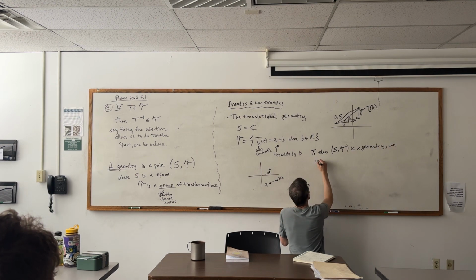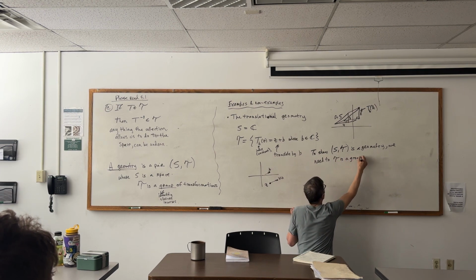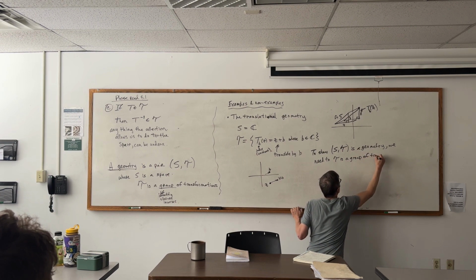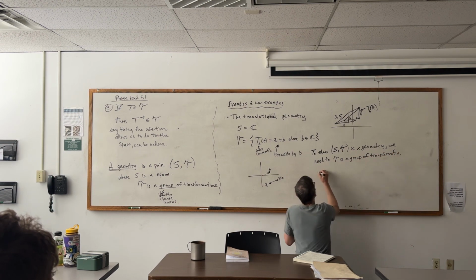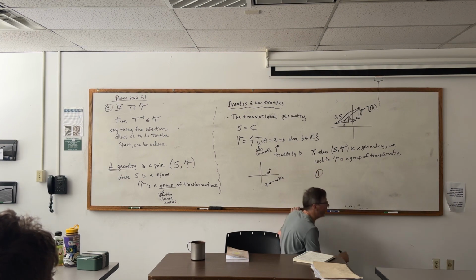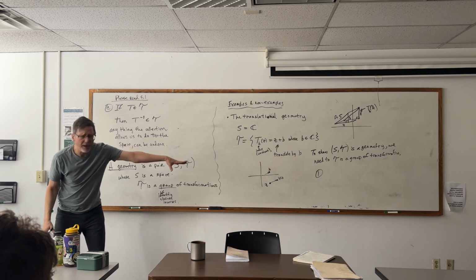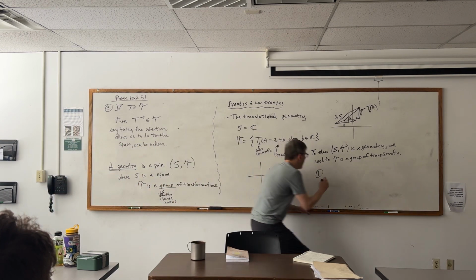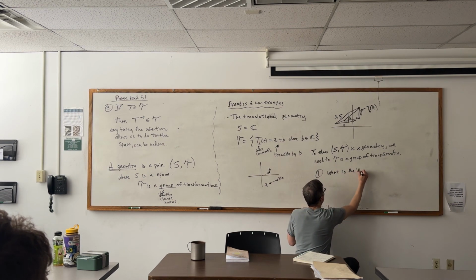All right, so to show that S tau is a geometry, we need to show, and this is what you will always need to show, that tau is a group of transformations. So step one is, what is the identity transformation? Would you just take a minute on this? And if you get done with that really fast, what I need to know is, what is the identity? What does it look like? Don't say it out loud, because I want everybody to think about it. What is the identity transformation?